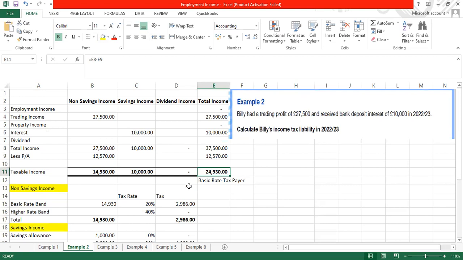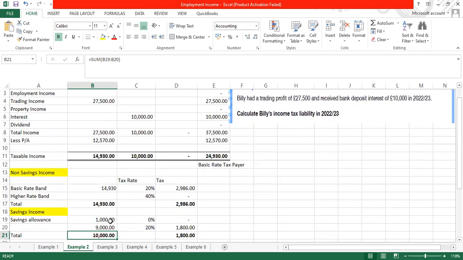So on 14,930, we will apply 20% tax. So the total tax payable is 2,986. Because she is a basic rate taxpayer, the savings allowance available is 1,000 pounds. For a higher rate taxpayer it is 500, and for additional rate taxpayers it is nothing. Because she is a basic rate taxpayer, 1,000 pounds at 0% is 0%, so there is nothing she needs to pay.